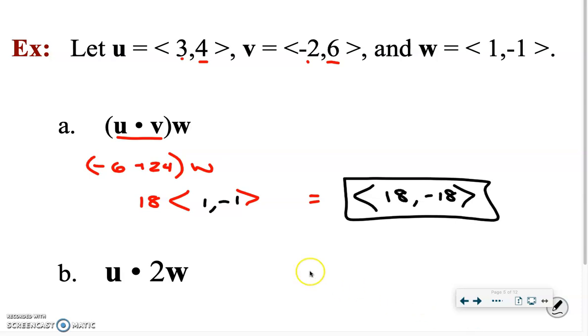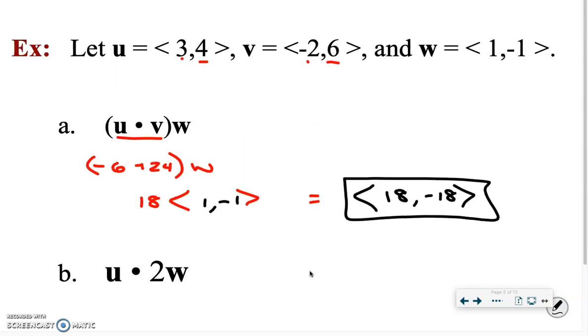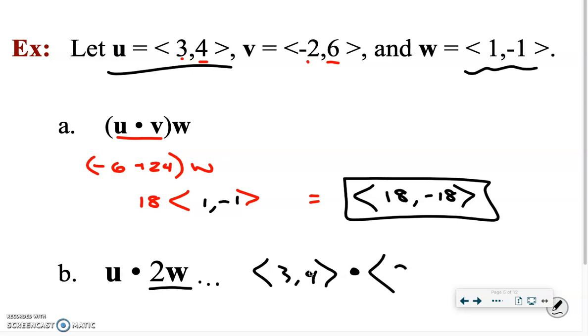All right, hopefully you're right there with me when I say that this stuff is pretty straightforward, pretty simple. All right, what about U dot 2W? Do you agree that we probably just need to figure out what 2W is before we try to do any dot product or anything like that? Now, we know that U, again, that's given to us, is 3, 4. We want to go dot product with 2W. Does everybody agree that if I scale a 2 through W, that's going to give us 2, -2?